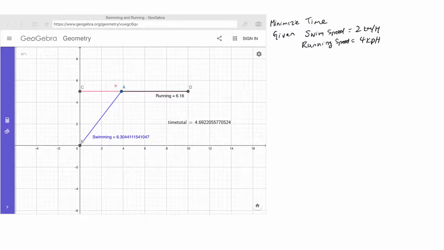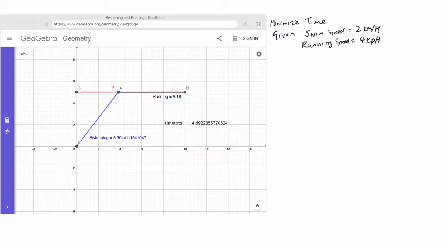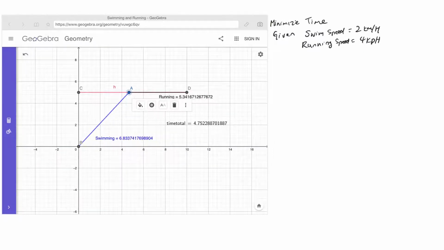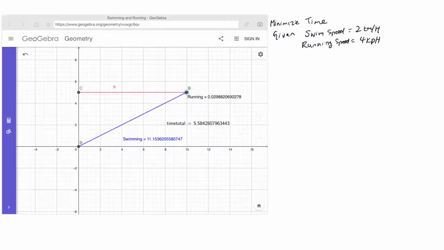So here we have a GeoGebra simulation where we could actually simulate what's happening in this situation. Going to the conditions, your swimming speed is 2 kilometers per hour and your running speed is twice as much, 4 kilometers per hour. And we have 3 possibilities. You have a choice. Choice 1 is let's swim directly from point B, which is the starting point, to point D.